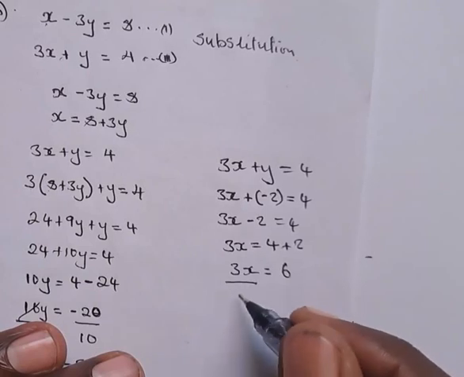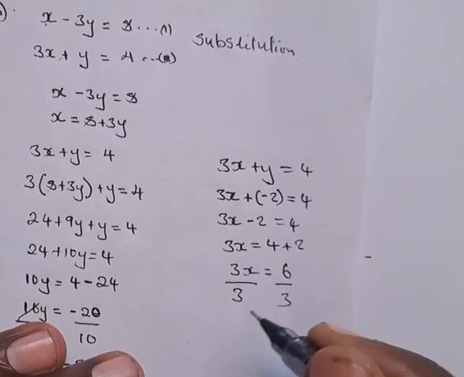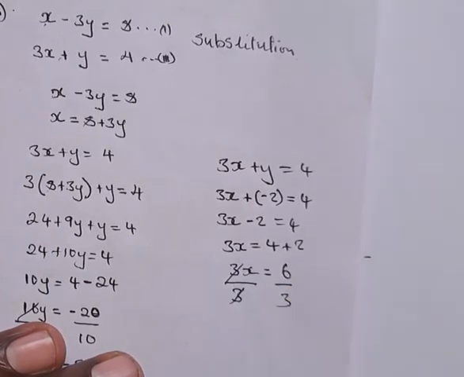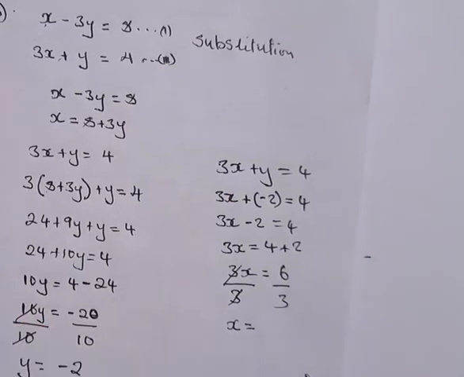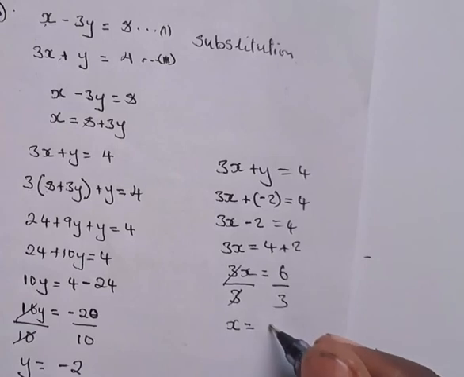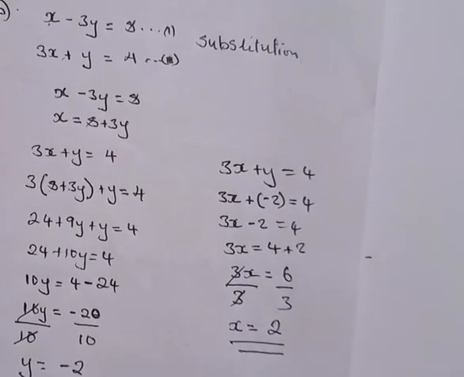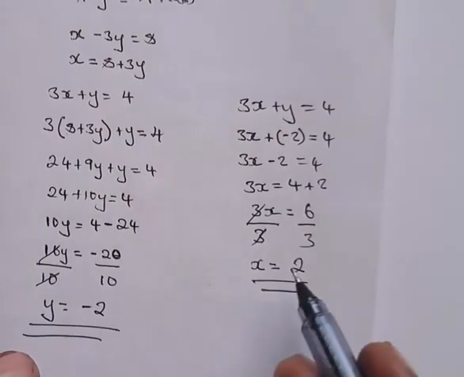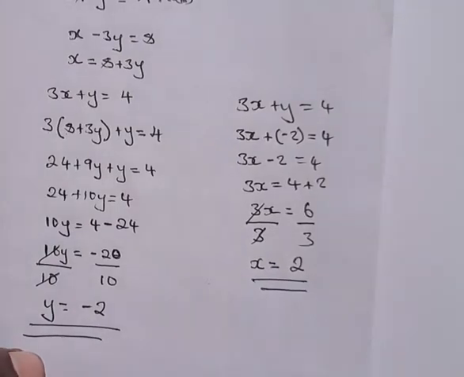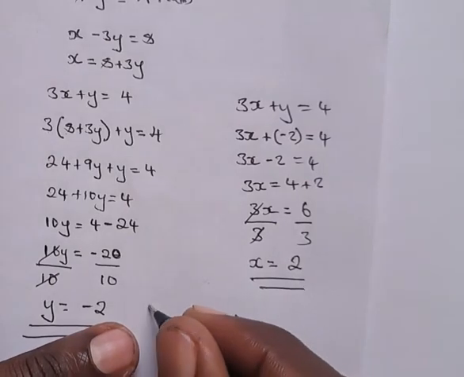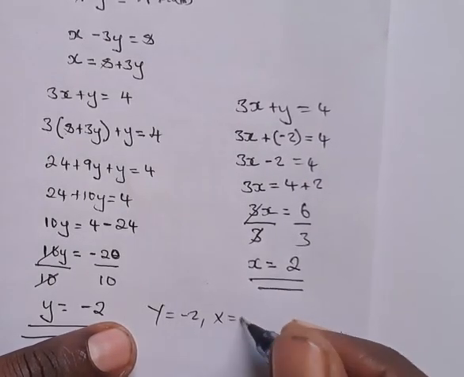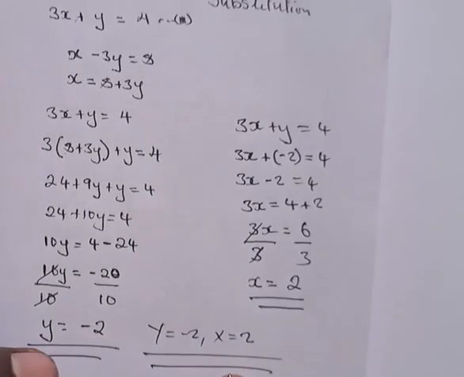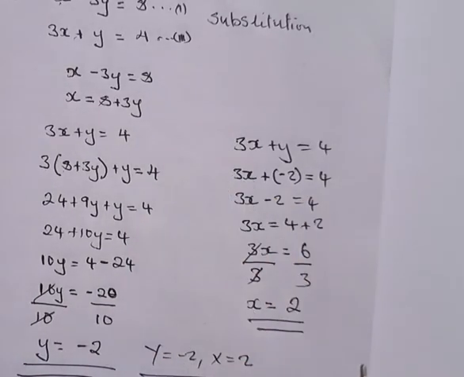Then we divide here by 3, even here by 3. So that 3 into 3x, we're going to remain with x, and x is equal to 6 divided by 3, that is 2. So we have both the value for y and for x. y is negative 2 and x is 2. So we can just say y is equal to negative 2 and then x is equal to 2. There we have it. So this is how the substitution method works.